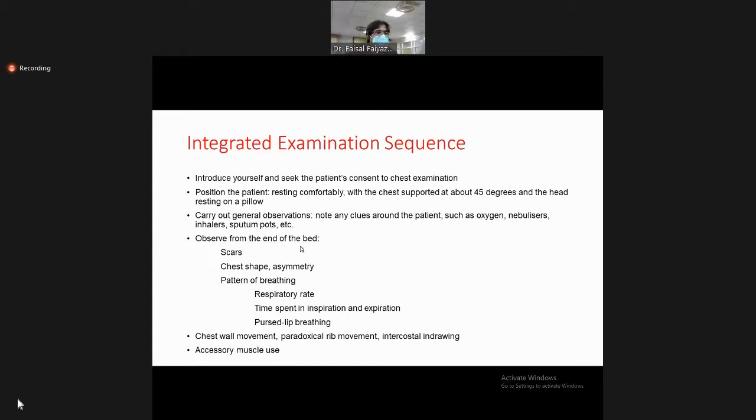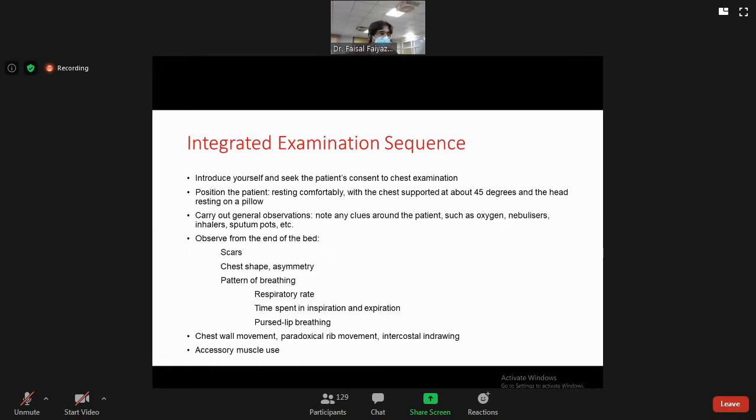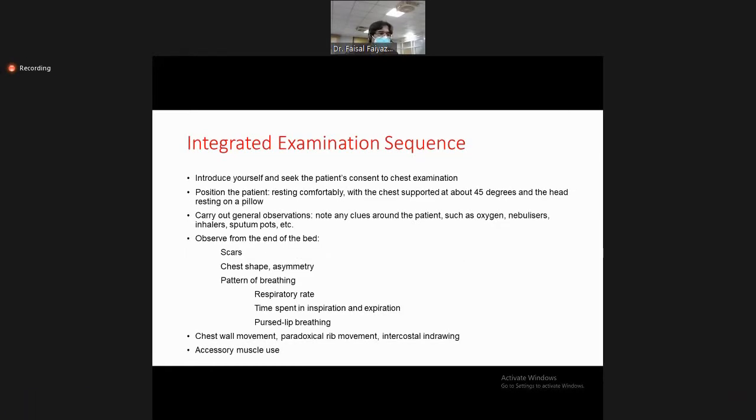Then observe from the bed: any scars. You observe the shape of the chest, asymmetry, and pattern of breathing. In the pattern of breathing, note the respiratory rate, time spent in inspiration and expiration, whether pursed lip breathing is present or not, chest wall movement, paradoxical rib movement, intercostal indrawing, and accessory muscle use.